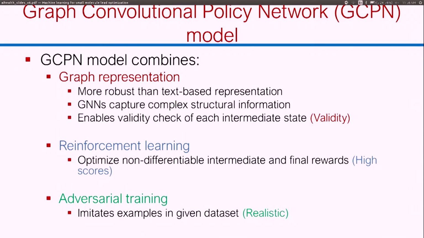And so we developed this model called the Graph Convolutional Policy Network that combines three ingredients. We use a graph representation, so we directly generate graphs. We use reinforcement learning to directly optimize for the particular property that we're interested in. And then to ensure that the stuff we generate is realistic, we use adversarial training. So we provide the model with a set of examples that we say are realistic, and we're asking the model to generate stuff that is similar to this.